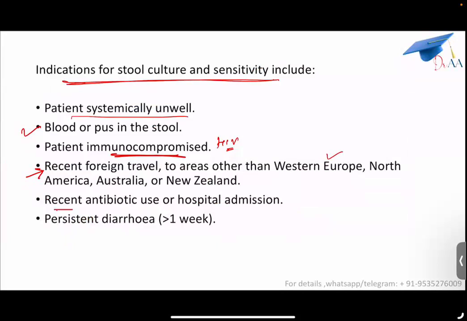If there is a recent antibiotic use or a hospital admission, we are thinking of Clostridium difficile, get a culture done. Persistent diarrhea, which is lasting for more than 1 week, then you need to get it. This is not chronic diarrhea, it is persistent diarrhea. Chronic diarrhea is more than 4 weeks.